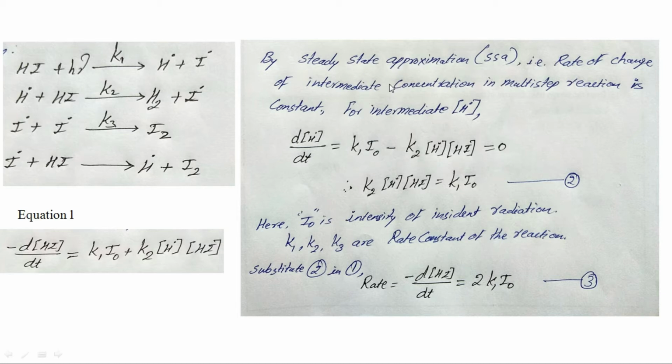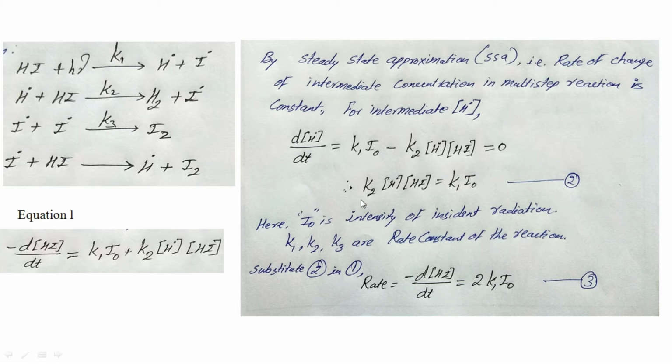Or else we can consider that the rate of formation of intermediate, that is hydrogen radical, K1 I naught, is equal to its decomposition, that is K2 H dot into HI. Both the things are same. So this is our equation 2. Here I naught is intensity of incident radiation and K1, K2, K3 are rate constants of the reactions.